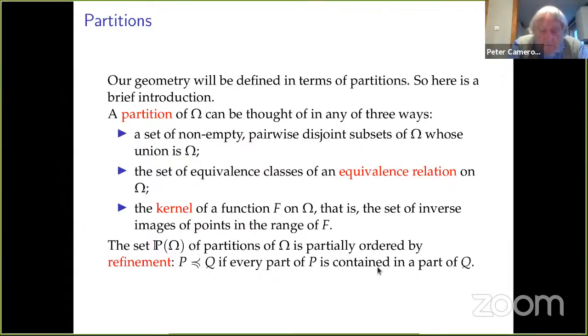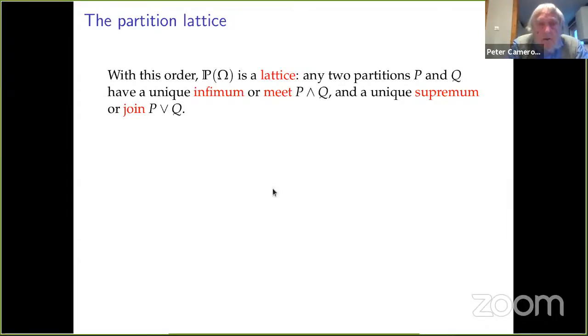And I should warn you that in some of the literature, people put the order the other way up. We're taking it this way around. So if you think about this partial order, at the very top is the coarsest partition, the one with just a single part containing everything. At the bottom is the finest partition, which is the partition into parts of size one, corresponding to the equivalence relation of equality. So that's the partial order of partitions. And it's more than just a partial order, it's actually a lattice, because if you take any two partitions, P and Q, they have a unique infimum or meet, the greatest lower bound, and a unique supremum or join, a least upper bound. So let's just look at those.